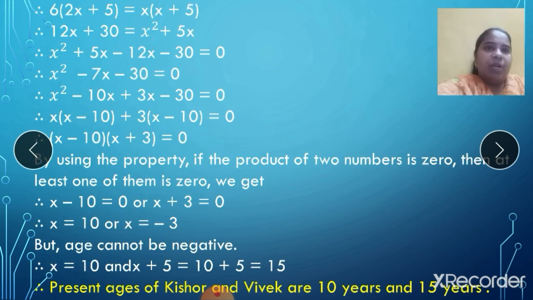Now while cross multiplying, what you need to do is 6 into 2x plus 5 and x into x plus 5. Correct? Open the bracket. 6 into 2 is 12x plus 6 into 5 is 30. X into x is x square plus x into 5 is 5x. Correct? Now shift all these terms on one side. X square plus 5x. Shift this 12x this side, it will become minus 12x. Plus 30 this side, it will become minus 30 is equal to 0.